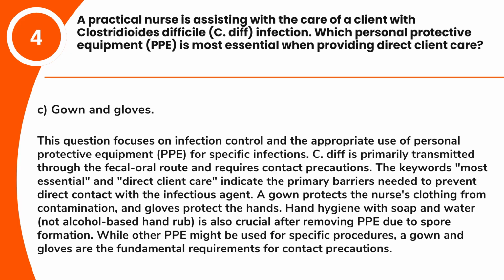The keywords most essential and direct client care indicate the primary barriers needed to prevent direct contact with the infectious agent. A gown protects the nurse's clothing from contamination, and gloves protect the hands. Hand hygiene with soap and water, not alcohol-based hand rub, is also crucial after removing PPE due to spore formation. While other PPE might be used for specific procedures, a gown and gloves are the fundamental requirements for contact precautions.